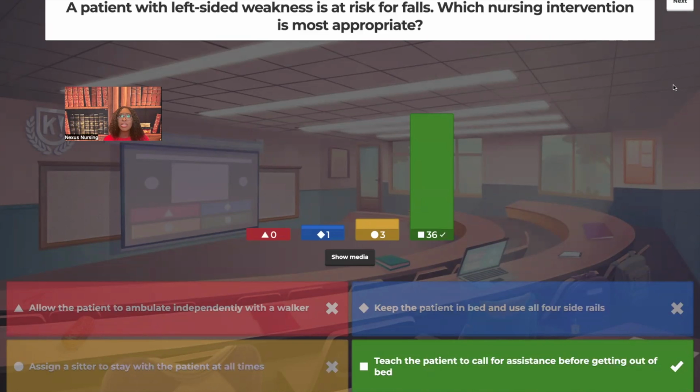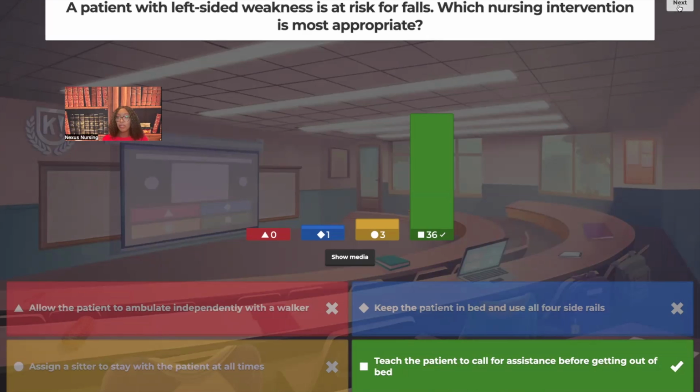Is there anything in this question that said this patient is a self-harm risk, that they want to harm themselves? Absolutely not. Is there anything in this question that said that you've already taught the patient to call for assistance, but they keep getting up because they're confused, or there's some type of cognitive delay where they don't understand? That would be a reason why we would have to have a 24-hour sitter, but there's nothing in this question that mentions that, okay? All it says is they have left-sided weakness and they're at risk for falls. So cognitively speaking, we should be able to tell them, hey, press the call button if you need to get up, and that patient will do so, okay?